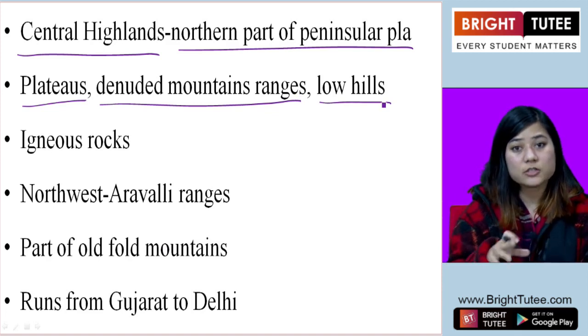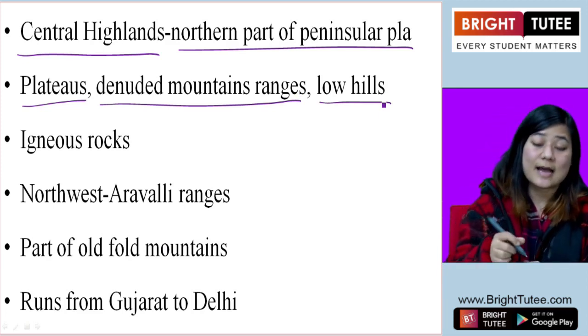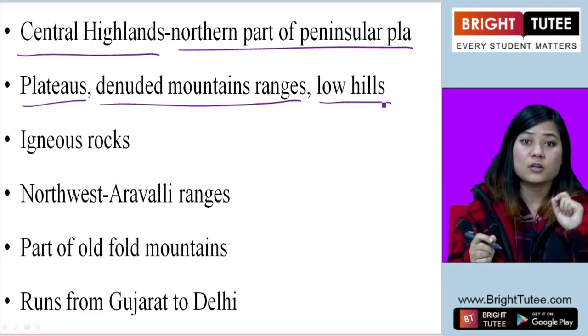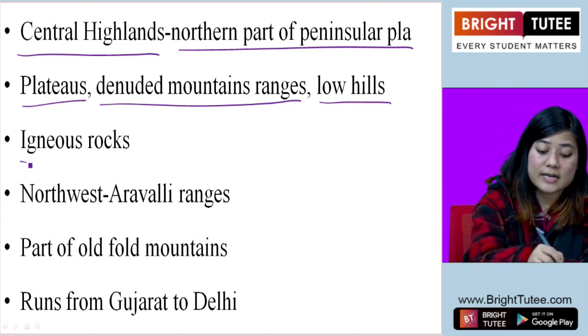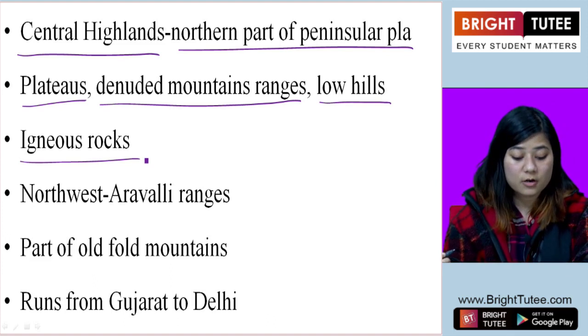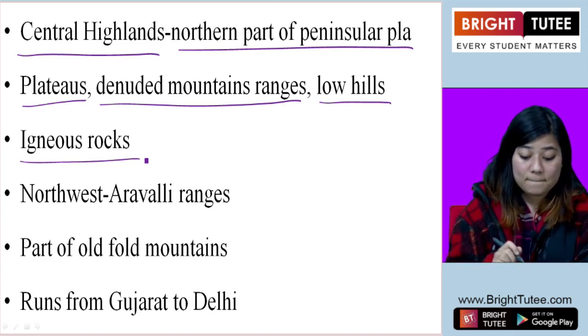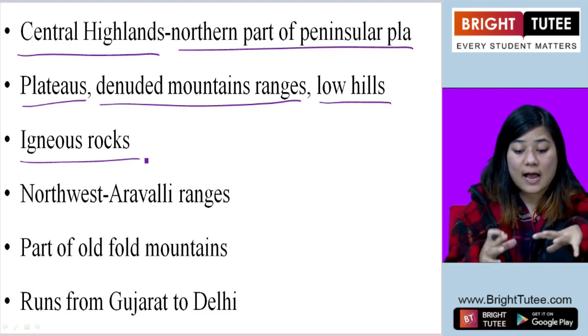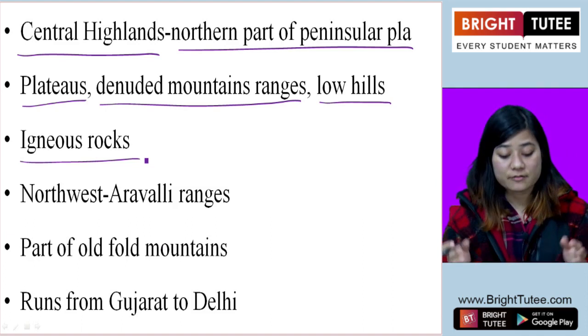Now the kind of rock that forms the plateaus, the mountains and the hills here, that forms these kinds of landscapes, are igneous rocks. Okay, igneous rocks. Now the Central Highlands are also bounded on its sides by various ranges.